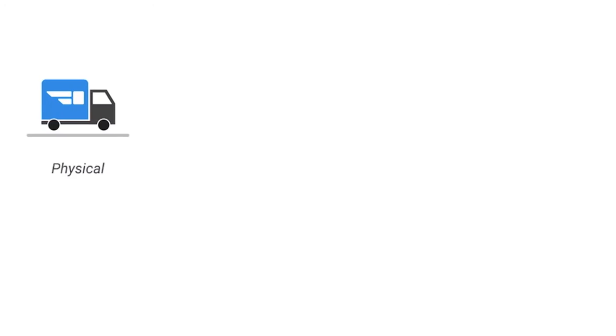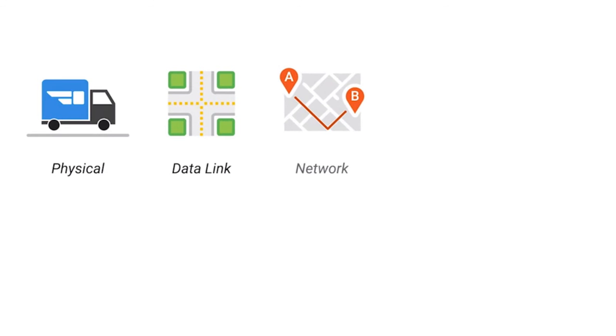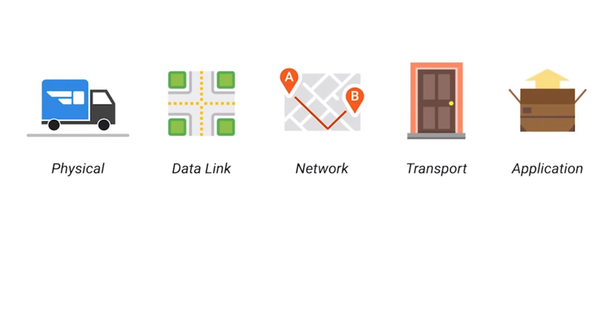You can think of layers like different aspects of a package being delivered. The physical layer is the delivery truck and the roads. The data link layer is how the delivery trucks get from one intersection to the next over and over. The network layer identifies which roads need to be taken to get from address A to address B. The transport layer ensures that the delivery driver knows how to knock on your door to tell you your package has arrived. And the application layer is the contents of the package itself.